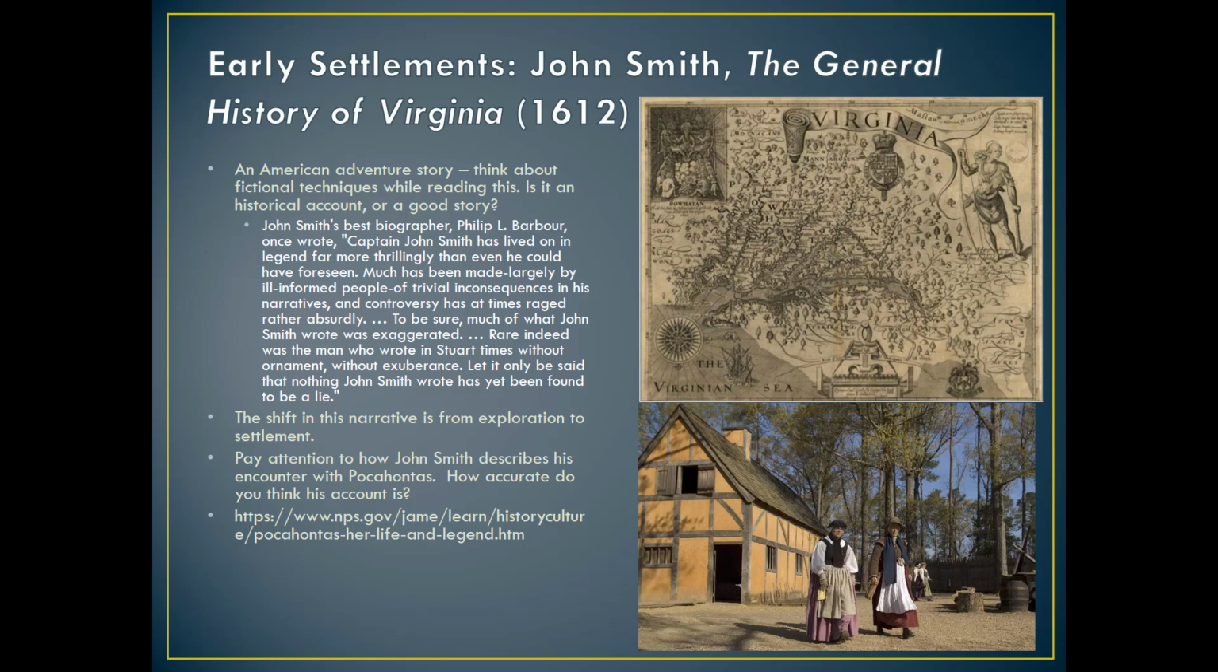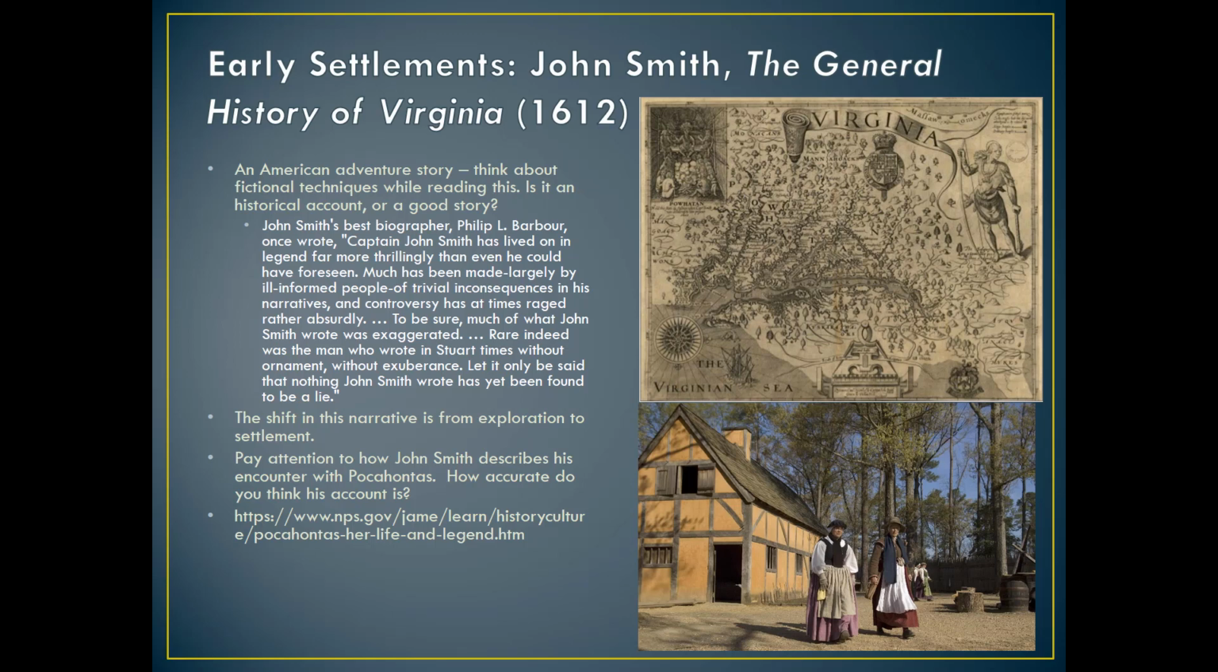Here's a quote from his biographer, Philip L. Barbour. "Captain John Smith has lived on in legend far more thrillingly than even he could have foreseen. Much has been made, largely by ill-informed people, of trivial inconsequences in his narratives, and controversy has at times raged rather absurdly. To be sure, much of what John Smith wrote was exaggerated. Rare indeed was the man who wrote in Stuart times, this is the era when he was writing, without ornament, without exuberance. Let it only be said that nothing John Smith wrote has yet been found to be a lie." So that's important. This is how his biographer sees what John Smith wrote.